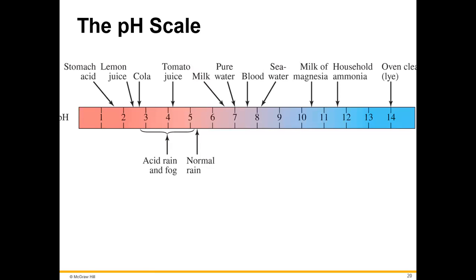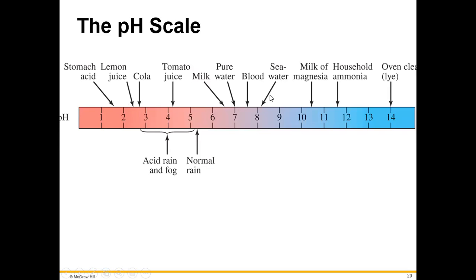So here's the pH scale. You've probably seen something similar to this before. 0, 7, 14, right? So your acids are all down here: stomach acid, lemon juice, soda, tomato juice. Acid rain can be in this range. Milk's getting closer to neutral. There's pure water. Blood is ever so slightly basic.